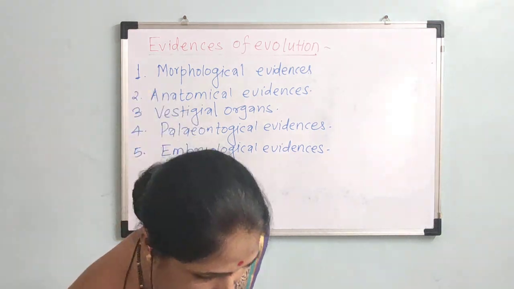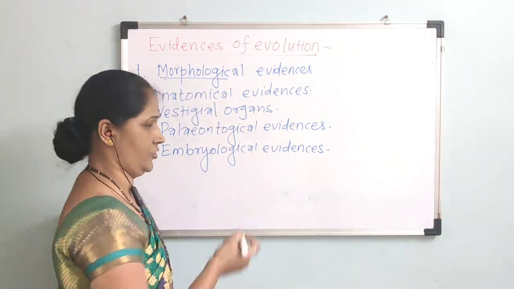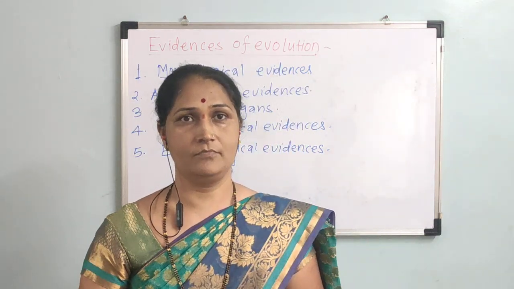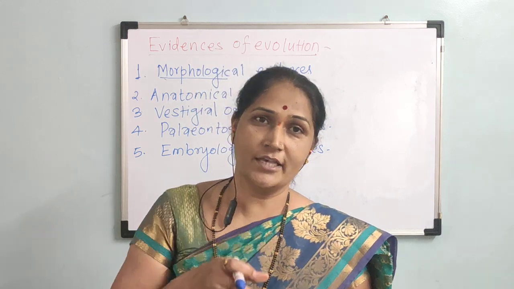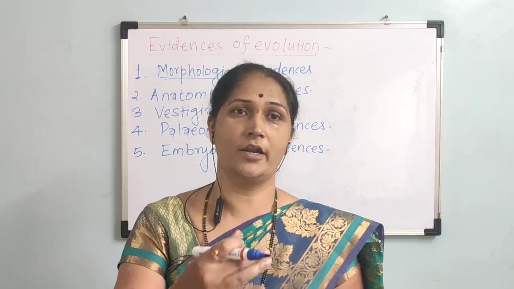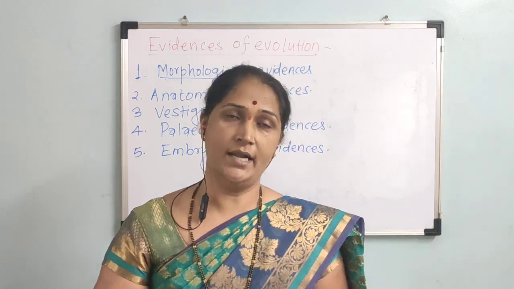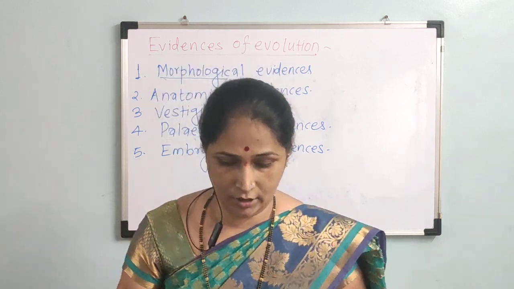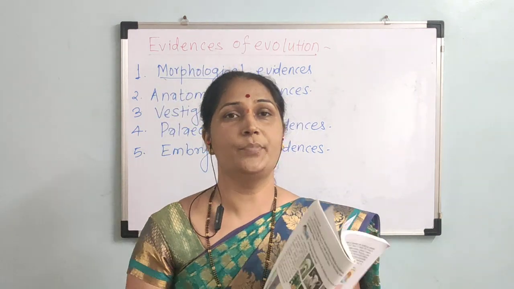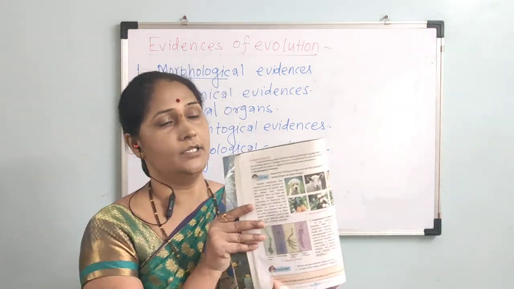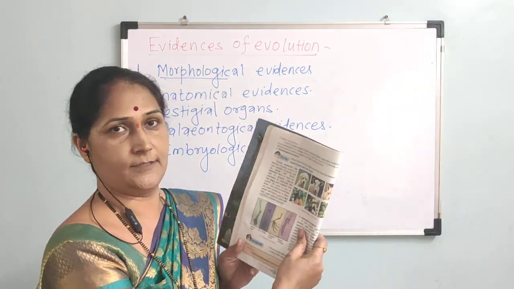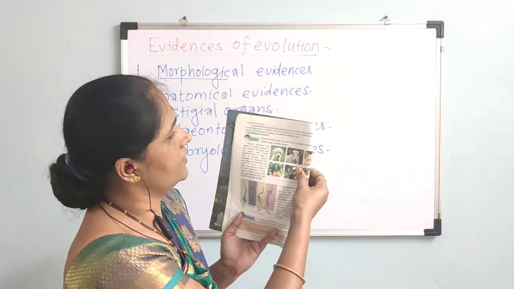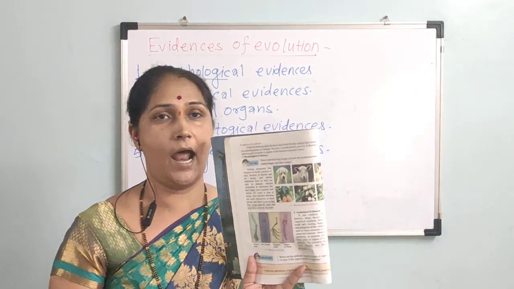Now first you must know what is meant by morphology. Morphology means external characteristics. On the basis of external characteristics, how the living organisms show progress and development, or how they resemble one another. Now in your textbook there are some pictures given, and there is 'Try this'. Under the 'Try this', observe the following images and note the similarities between animal images and plant images.